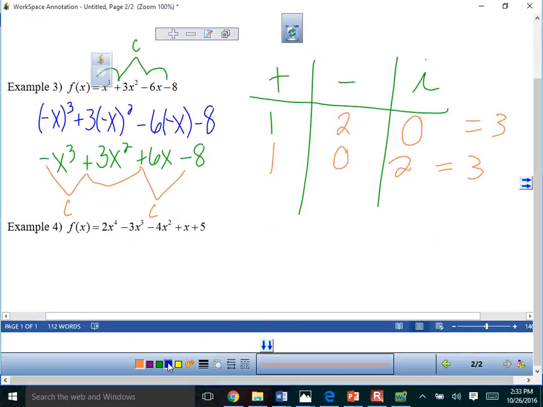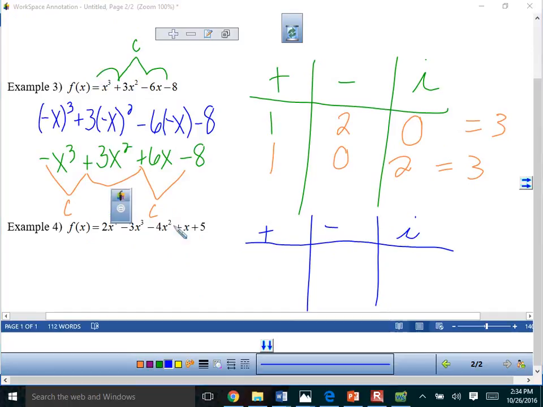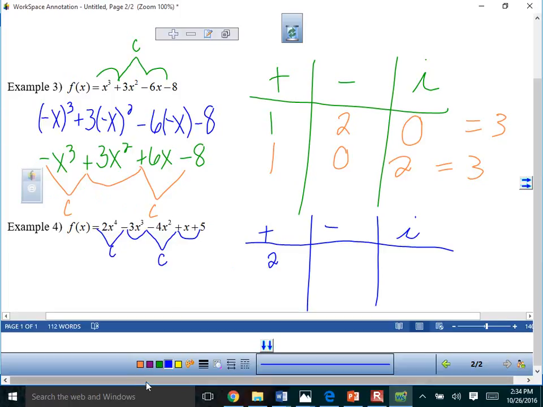Okay, let's look at number 4. So on number 4, we're going to make a table. From positive to negative, that is a sign change. There's no change from negative to negative. And from negative to positive, that's a sign change, but no sign change from positive to positive, which means we have 2 sign changes, which also means that we can have 2 positive roots, or 2 minus 2 positive roots, which would be 0.